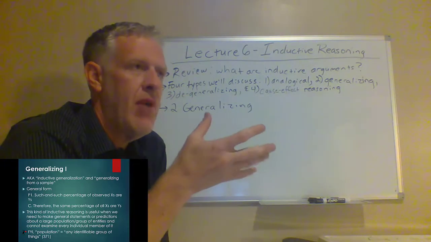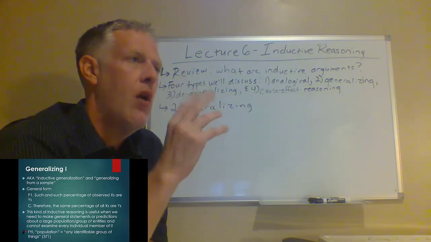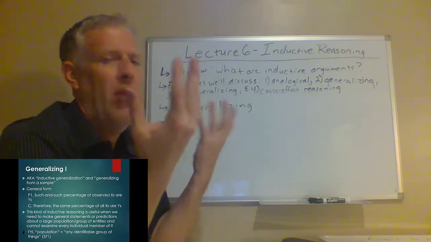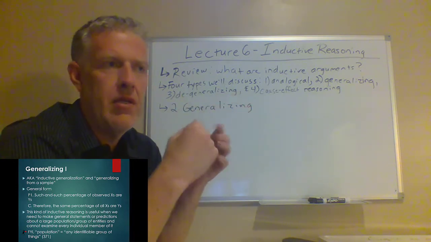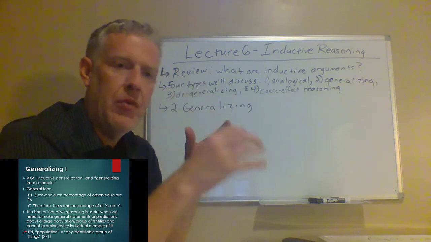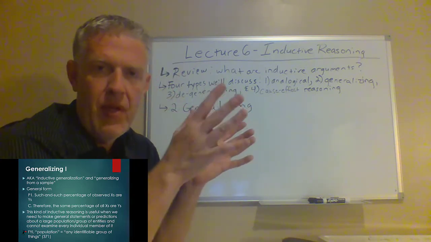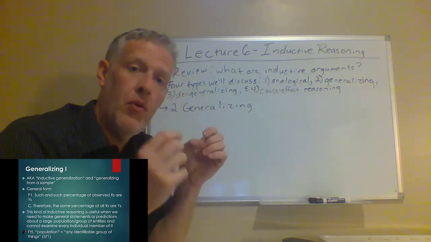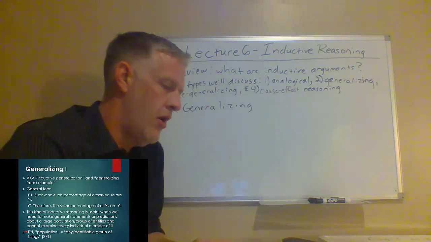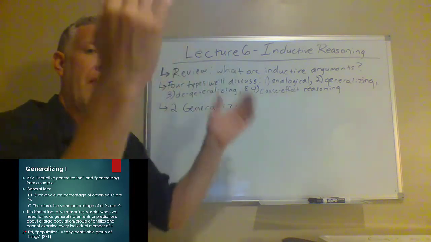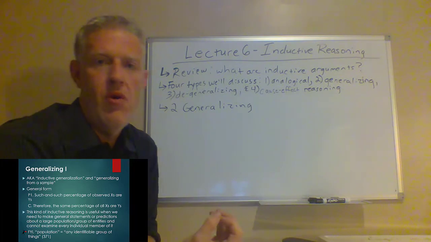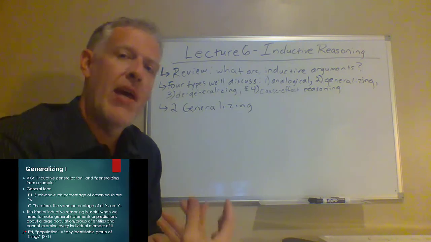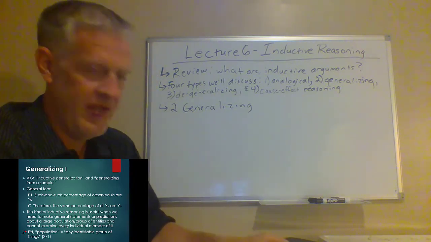So oftentimes we want to figure out what's true of a population, or any identifiable group of things, but we can't practically analyze, assess, and interact with all the members of the population. The best we can do then is assess a sample or a portion of that population, and then try to infer what will be true of the population as a whole from what we know to be true of the sample. That's the general idea of what's going on with this type of inductive reasoning, this idea of generalizing.